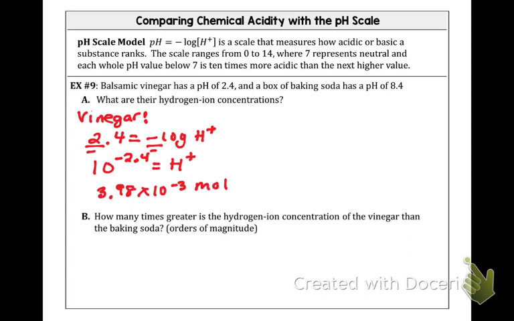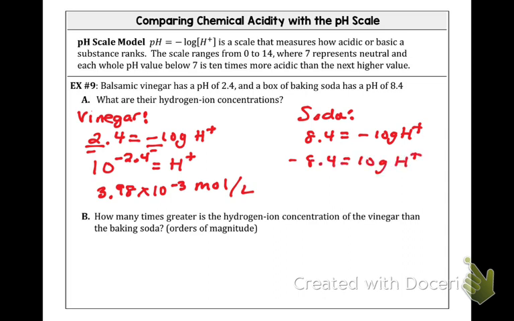And then moles per liter, I think is the L. Yeah, maybe. Okay, and then your baking soda, do the same thing. 8.4 is equal to the negative log of the hydrogen ion concentration. Move that negative over, convert to an exponential, base 10 to the negative 8.4 is equal to your hydrogen ion concentration. So that's about 3.98 times 10 to the negative 9 moles per liter. Okay, so there are your hydrogen ion concentrations.